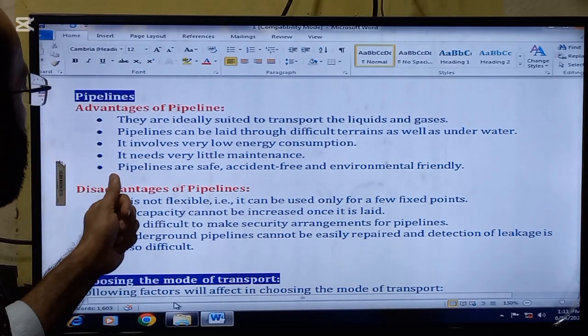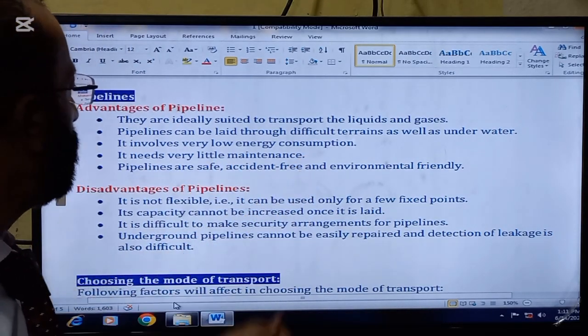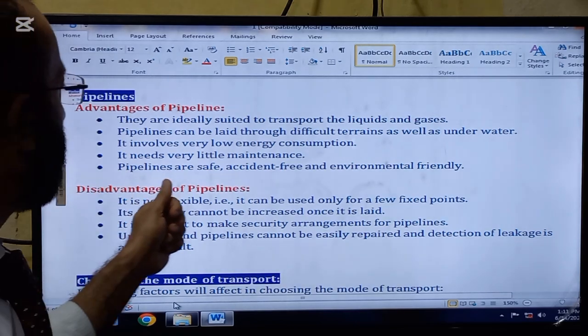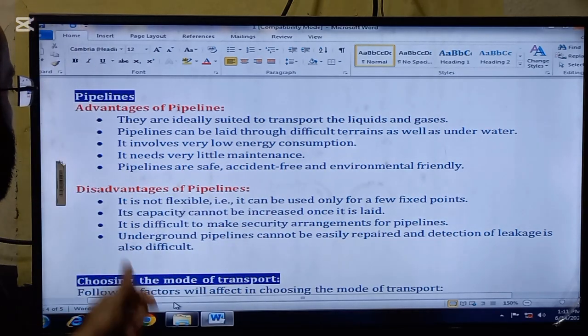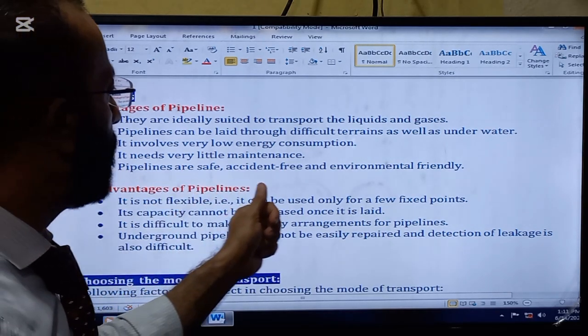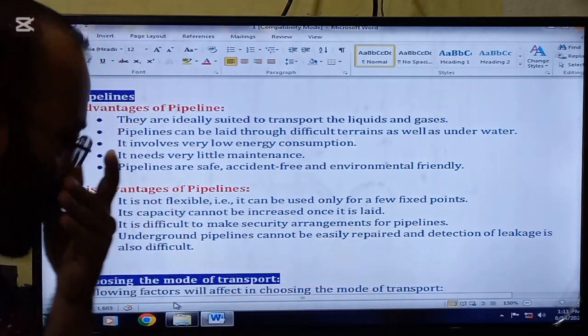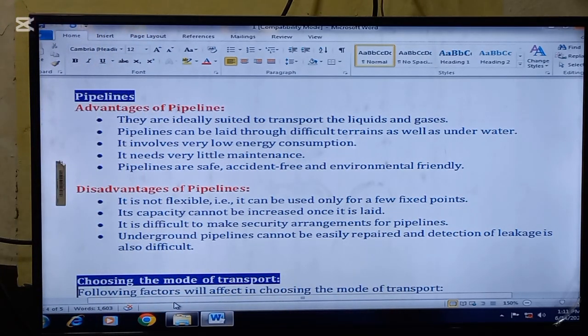Next advantage is it involves very low energy consumption. Next is it needs very little maintenance. Next is pipelines are safe, accident-free and environmental friendly. But at the same time, there are some disadvantages.